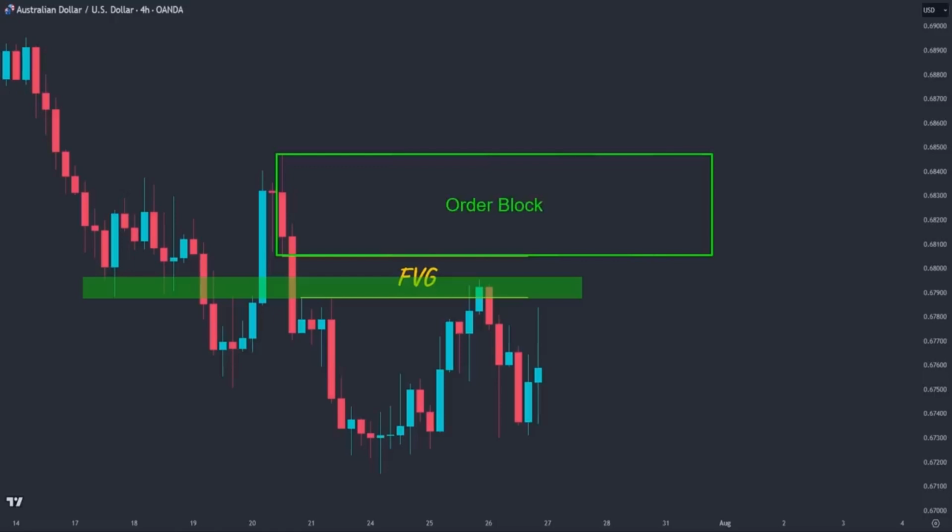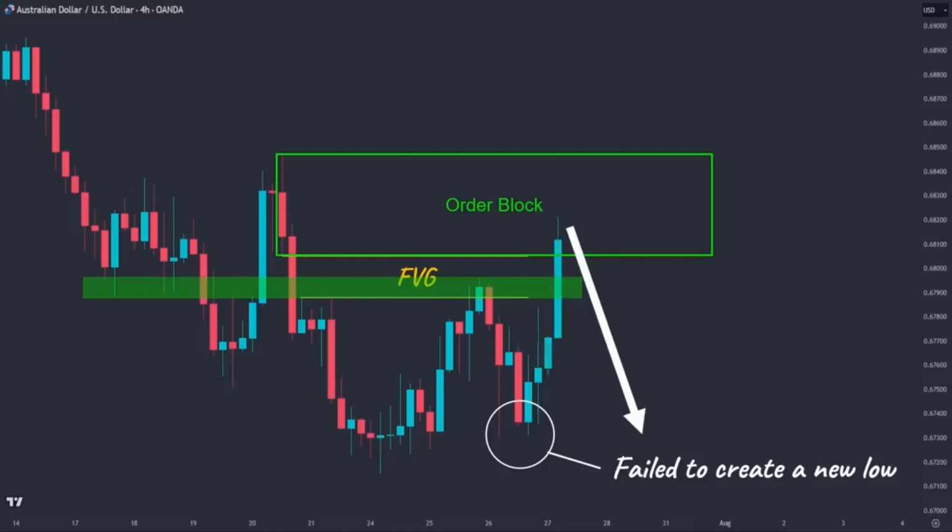But we cannot place trades at this order block, because first of all, this is a very large zone to place a trade. Second, the market shows a sign of indecision by failing to break this level to the downside. So a perfect idea would be to zoom into the lower time frame to look for confirmations to go short and enter the market at a better price.